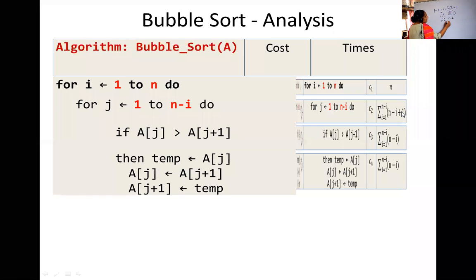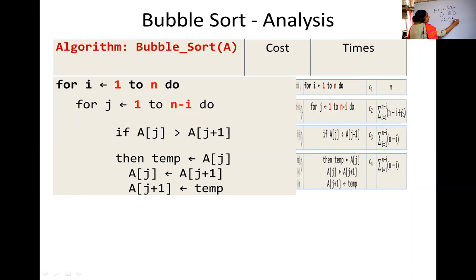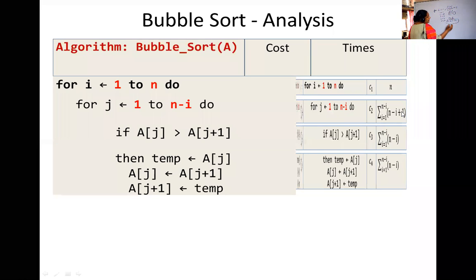But in case we are starting the loop from 0, it is going to be 0 to n minus I plus 1. Fine? N minus I plus 1 times.